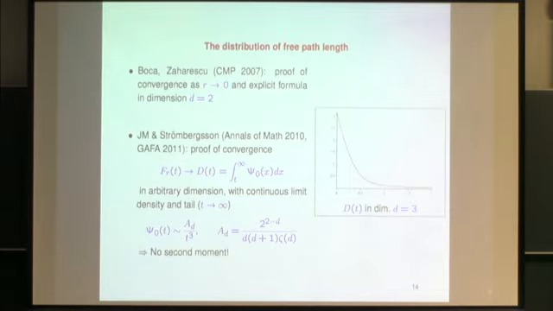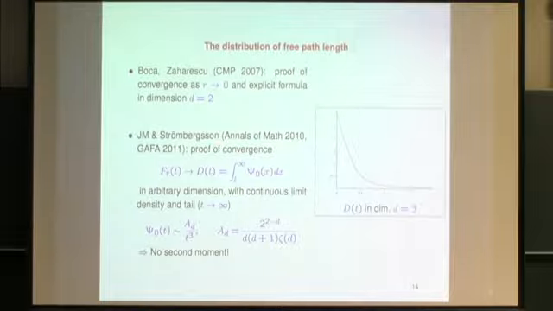Now in 2 dimensions, one can actually show, and this was done in a beautiful paper by Boca and Zaharescu in 2007, that the free path length distribution converges. So you don't just have upper and lower bounds, but you actually have a limit distribution, and they wrote down an explicit formula. Then in 2010, Andreas Strömbergsson and I generalized this to arbitrary dimensions.